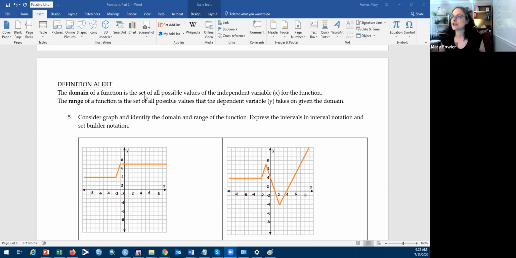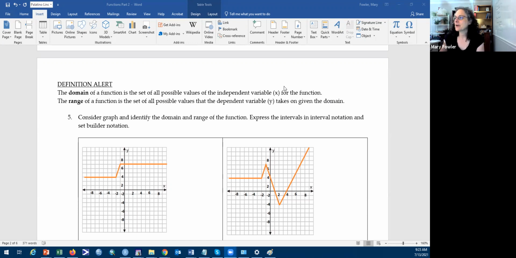The domain of a function is the set of all possible values of the independent variable, often, but not always, denoted x. So f of x, then x. And then the range of the function is the set of all possible values of the dependent variable y. All those values it can take on make up the range. So if we look at every x in the domain and see what y's come out, the set of those y's is the range.